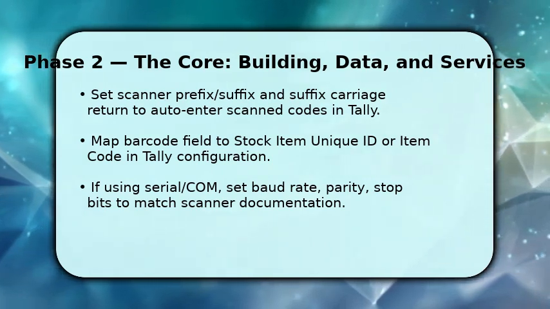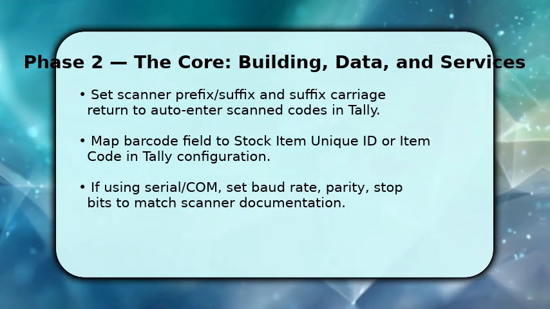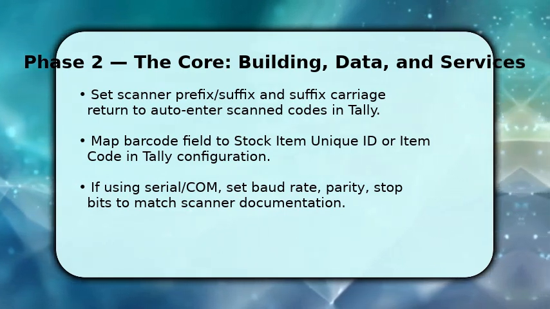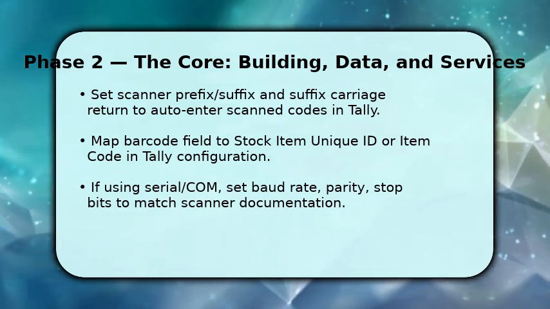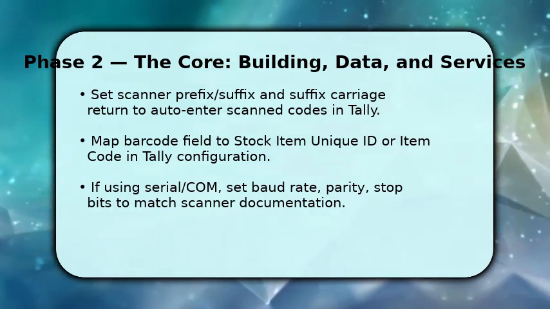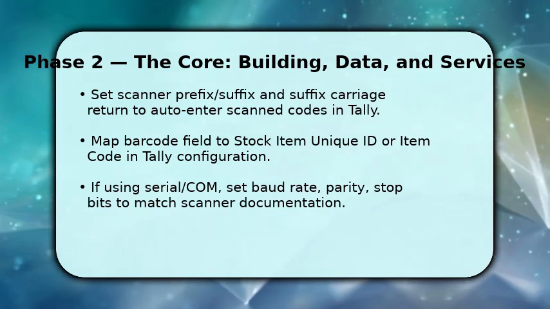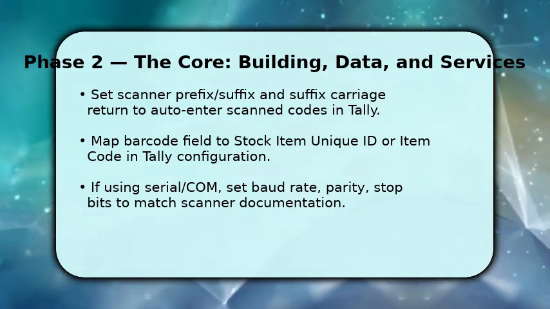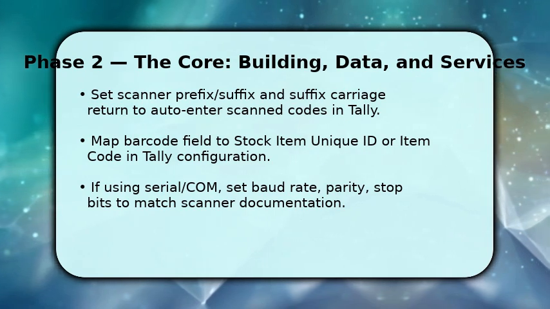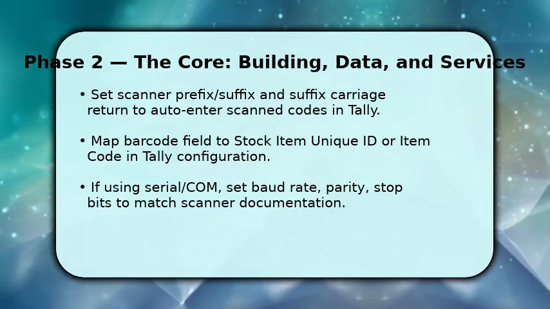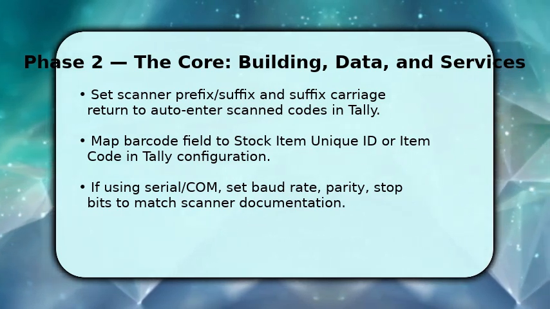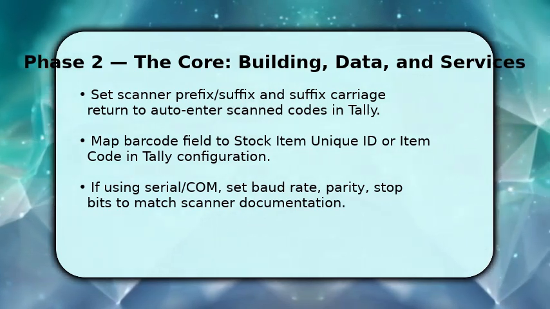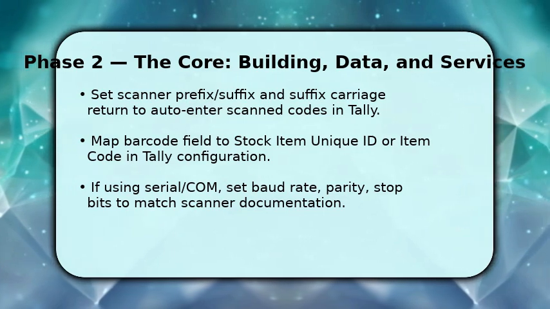On the scanner, set prefix or suffix and enable a carriage return so Tally receives an enter after each scan. That triggers record acceptance. In Tally, map the barcode field to the stock item unique ID or item code so lookups resolve instantly. If using a serial connection, match baud rate, parity, and stop bits with the scanner's documentation. Otherwise, test USB HID operation to confirm keystrokes land in the correct input.